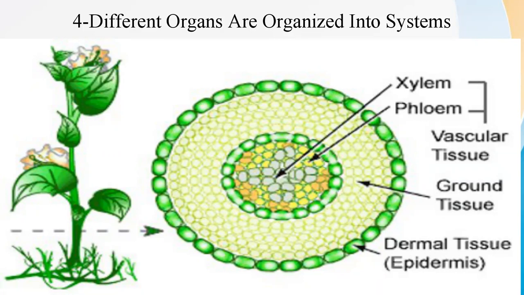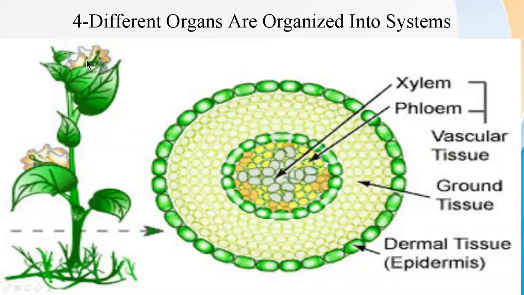In animals, the systems are different. Now, first of all, I will talk about the xylem, phloem, ground tissue and dermal tissue, then we move to the animals. Xylem are the organs which take water from the soil to different parts of the plant body.